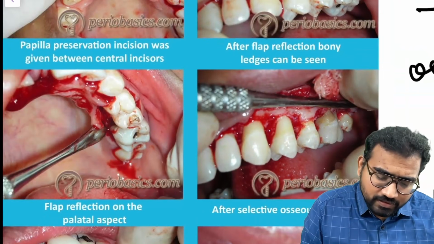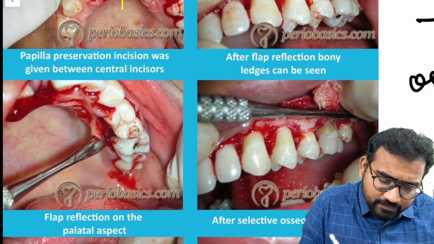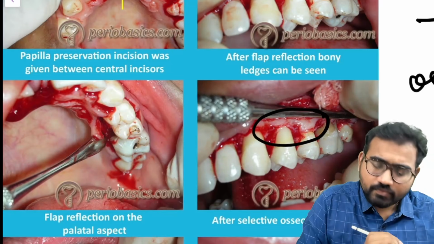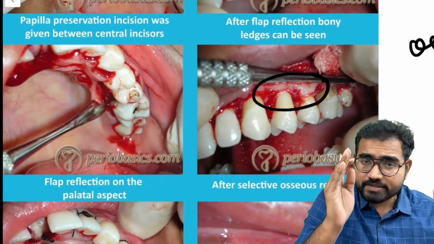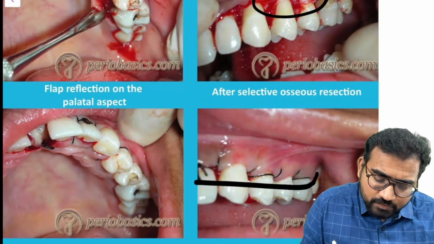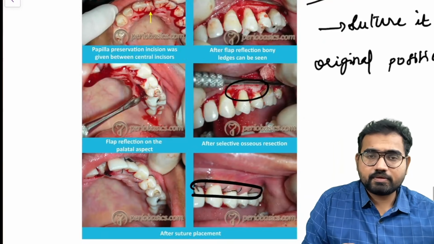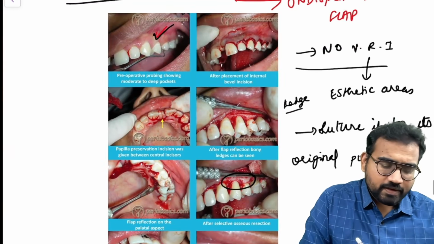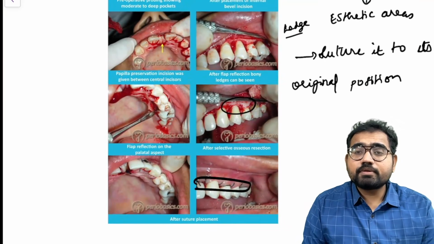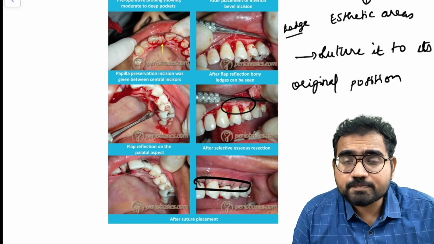I'm going to do nice debridement here. As you can see, there's nice debridement done here. Okay, I am able to visualize the bone correctly, and I'm going to suture it back to the original position, the original position where I saw it here. That is the reason why the modified Widman flap is an undisplaced flap.